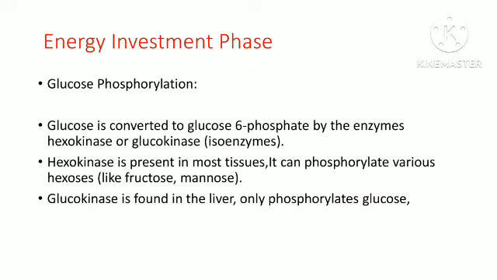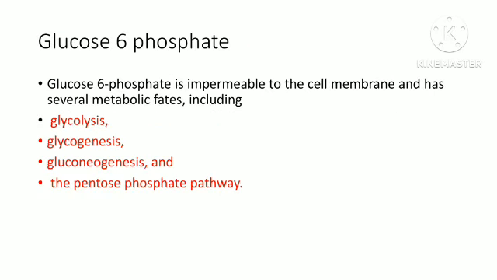Glucose is converted to glucose 6-phosphate by the enzymes hexokinase or glucokinase, which are isoenzymes. Hexokinase is present in most tissues. It can phosphorylate various hexoses, like fructose and mannose. Glucokinase is found in the liver and only phosphorylates glucose. Glucose 6-phosphate is impermeable to the cell membrane and has several metabolic fates, including glycolysis, glycogenesis, gluconeogenesis, and the pentose phosphate pathway.